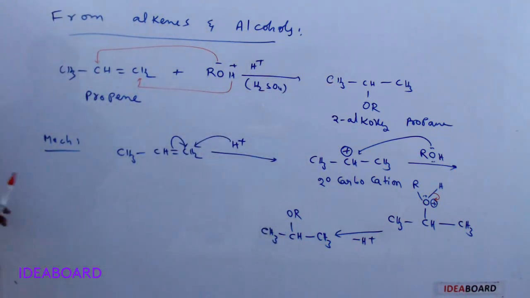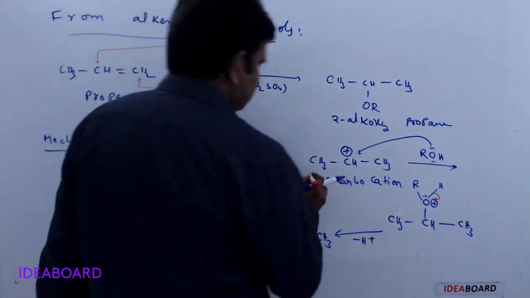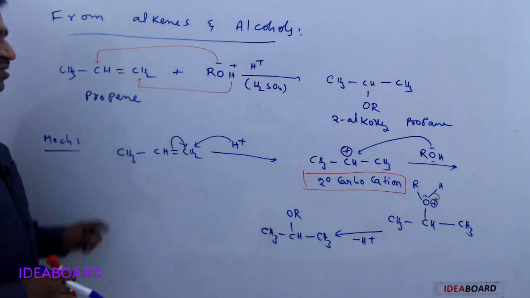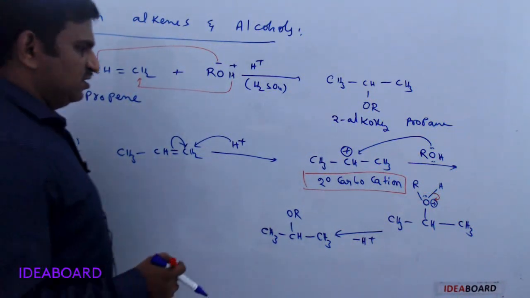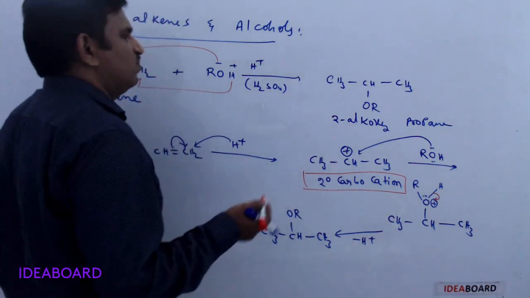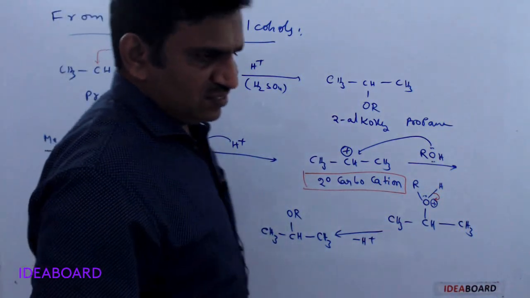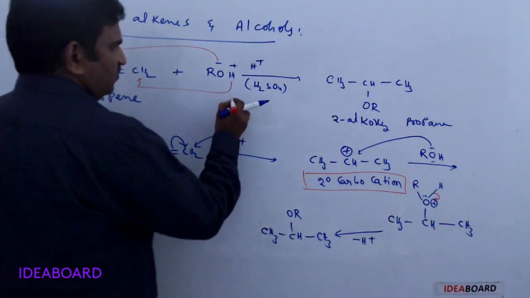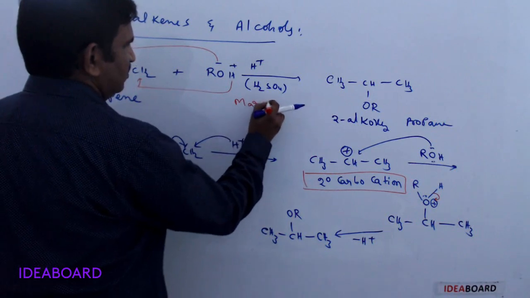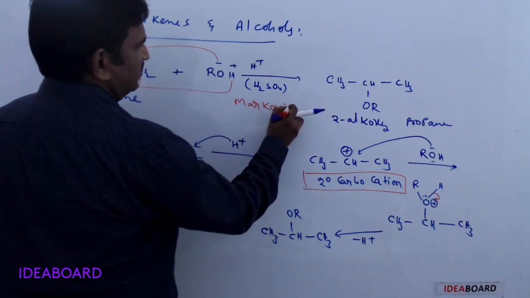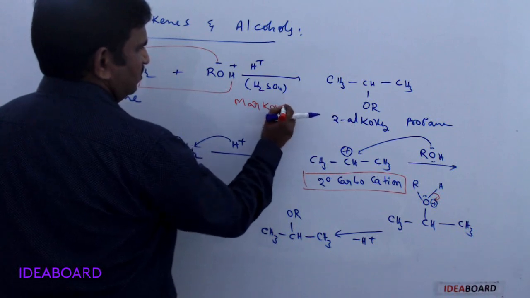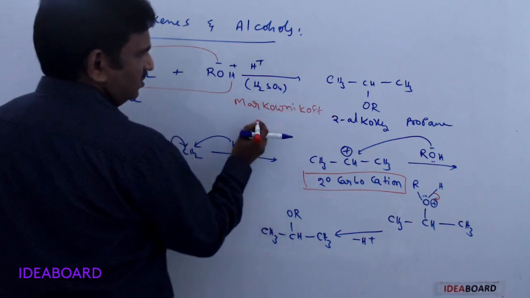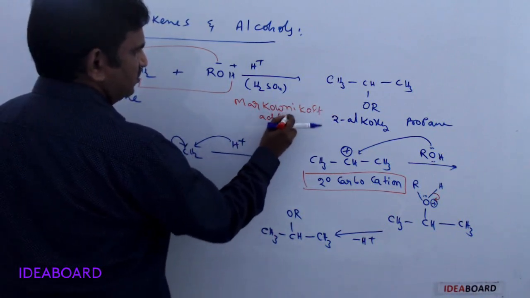Okay, so carbocation formation is occurring. Please remember, carbocation formation is occurring in this reaction. Whenever carbocation formation is possible, there is a chance for rearrangement. And what type of addition is this? It is a Markovnikov addition process.